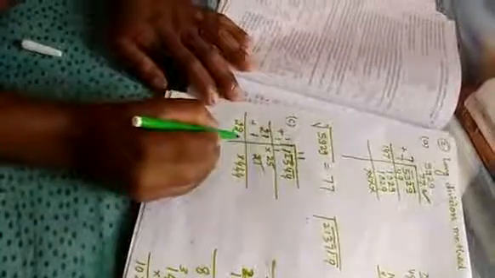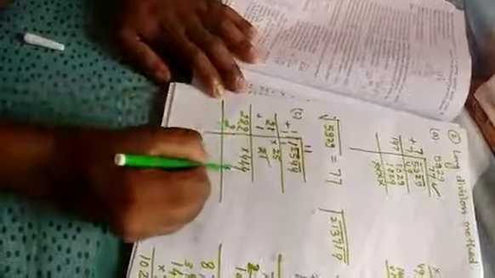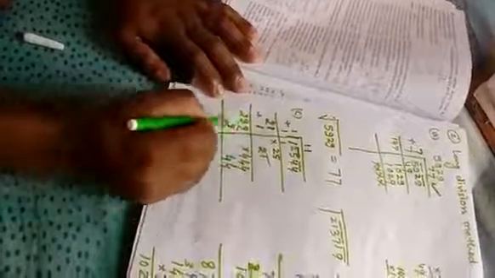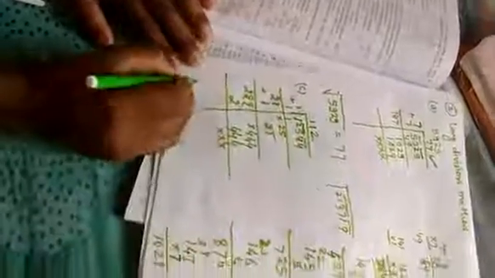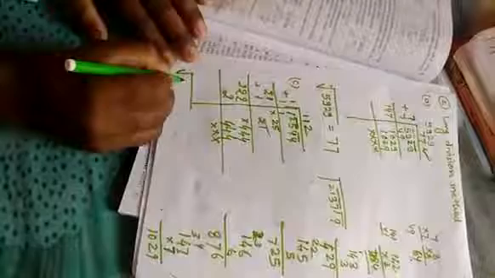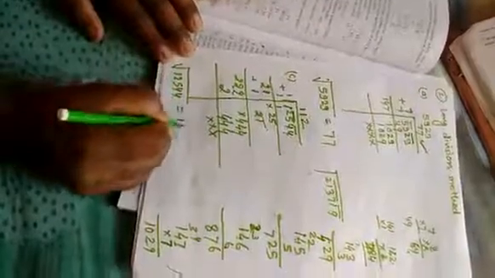What will we take? We will take 2 here. You can see that 2 2s are 4, 2 2s are 4 and 2 2s are 4. All is crossing out. What will we write here? We will write here 2. Means we can say that the square root of 12544 is 112. This is the answer.